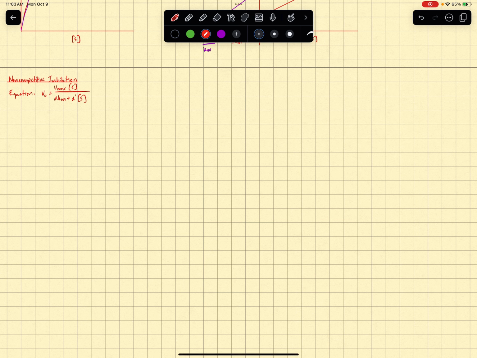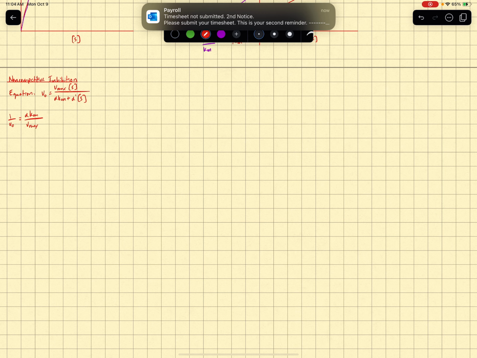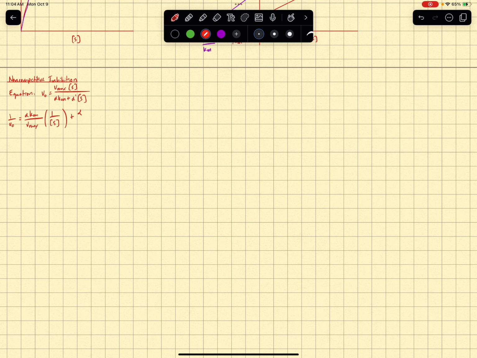And so when we do our double reciprocal, we'll get 1 over V naught is equal to alpha times Km over Vmax times 1 over the substrate concentration plus alpha prime over Vmax. And so the thing about this to keep in mind is that this is going to affect both slope and y-intercept. And the degree to which it does that depends on the values of alpha and alpha prime.